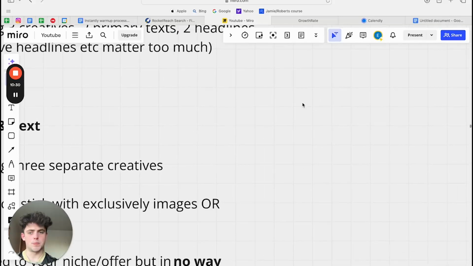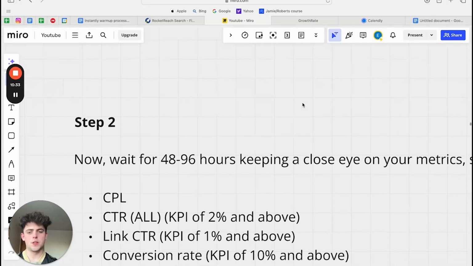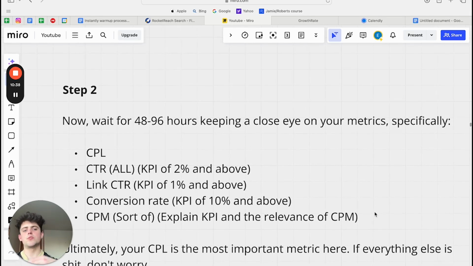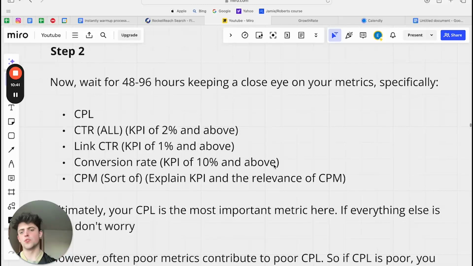So, step 2. Where is step 2? It's up here. Step 2 is wait for 48 to 96 hours, keeping a close eye on your metrics, specifically your cost per lead. So you can see here there's KPIs. There isn't one for cost per lead, just because it depends on what service you're providing, what offer you have. For example, you could be selling something for £5,000 and you'd happily pay a cost per lead of £50 if they actually convert, but you could be selling something for £1,000 and realistically you're not going to be wanting leads at £50 at a 10% conversion rate, because you can see here conversion rate 10%, that's £500 and that's not really going to be suitable.